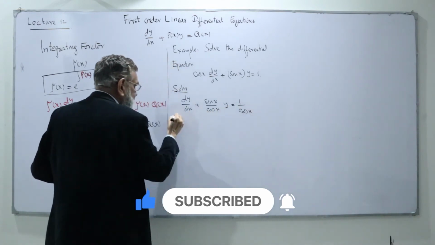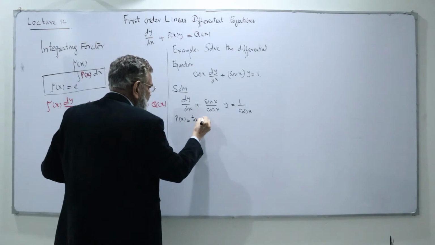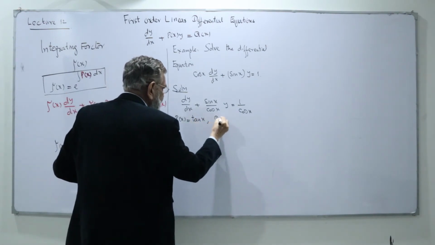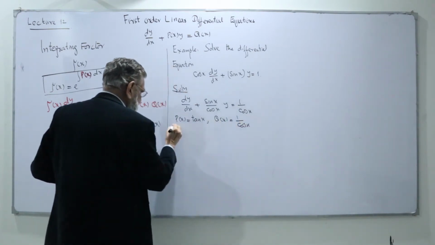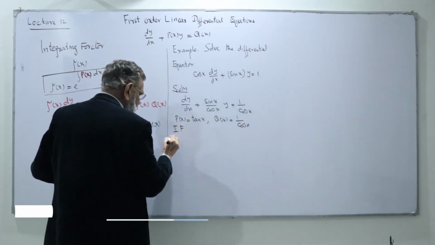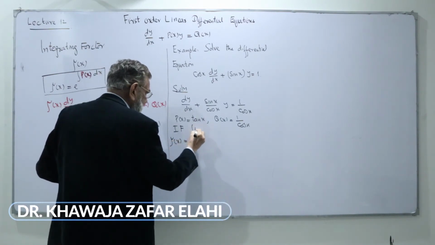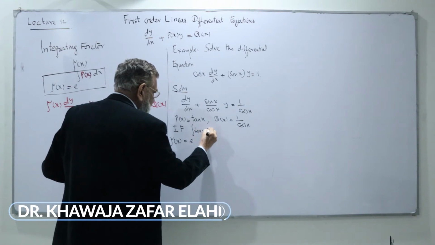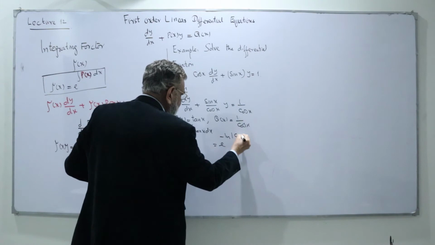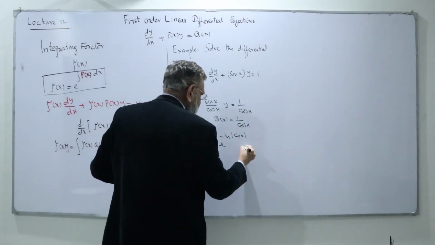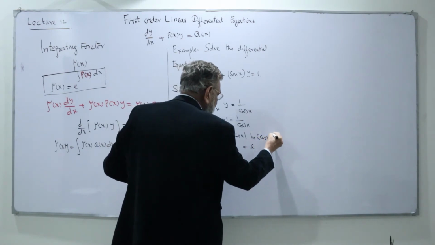That gives me my p of x is equal to tangent x, since sine x over cosine x is tangent x, and my q of x is equal to 1 over cosine x. I find my integrating factor. My integrating factor is mu of x is equal to e to power integral tangent x dx. The integral of tangent x is minus ln of cosine x, so that's e to power minus ln of cosine x.